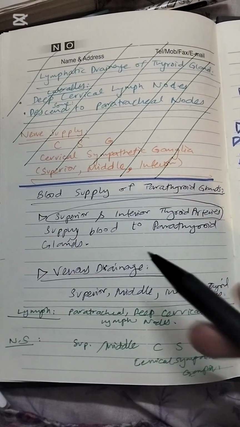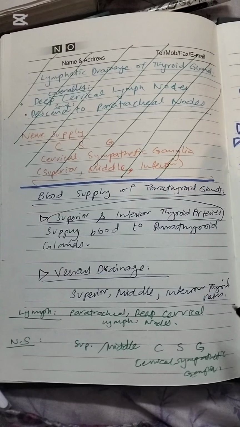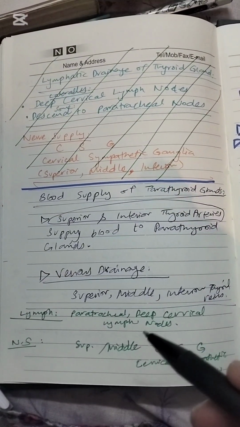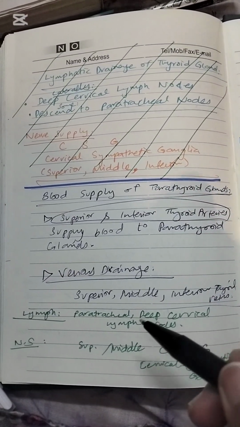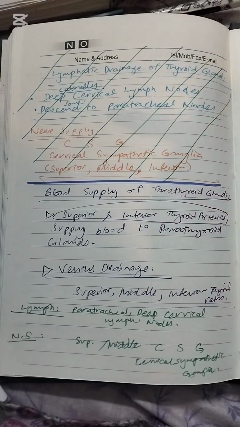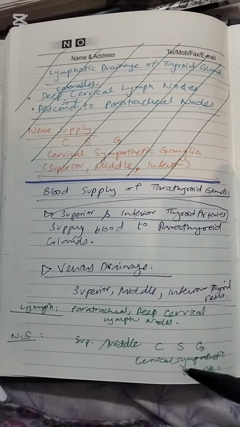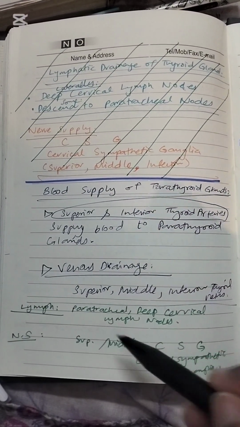Now let's talk about the venous drainage. It is going to be superior, middle, and inferior thyroid veins. Now let's talk about the lymphatic drainage. It is going to be deep cervical lymph nodes and paratracheal lymph nodes. Nerve supply is going to be CSG, cervical sympathetic ganglia, superior and middle branches.